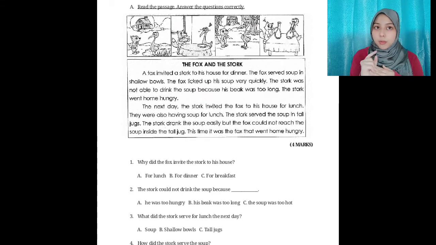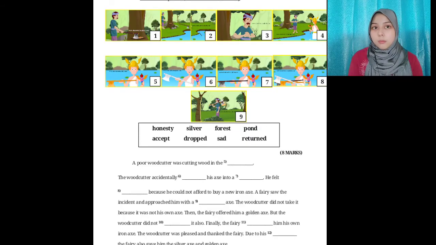Students have to read the story that I have prepared, and then they have to answer the multiple choice questions. So in this section A, it has 4 questions only. So let's go with section B. Section B has 8 questions.